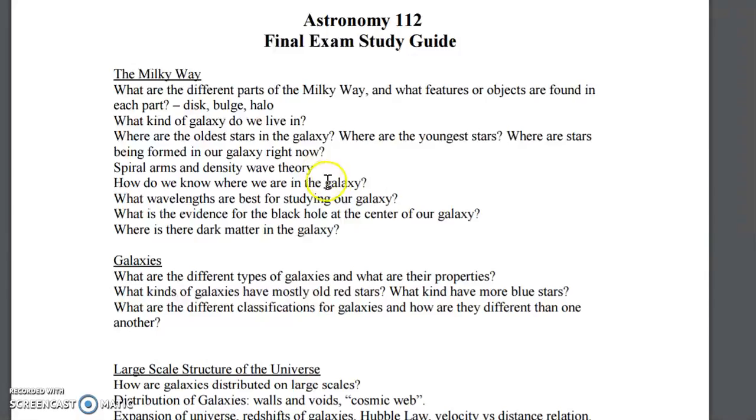We know where we are in the galaxy by using triangulation. We measure the distance to globular clusters and then triangulate our distance from there.